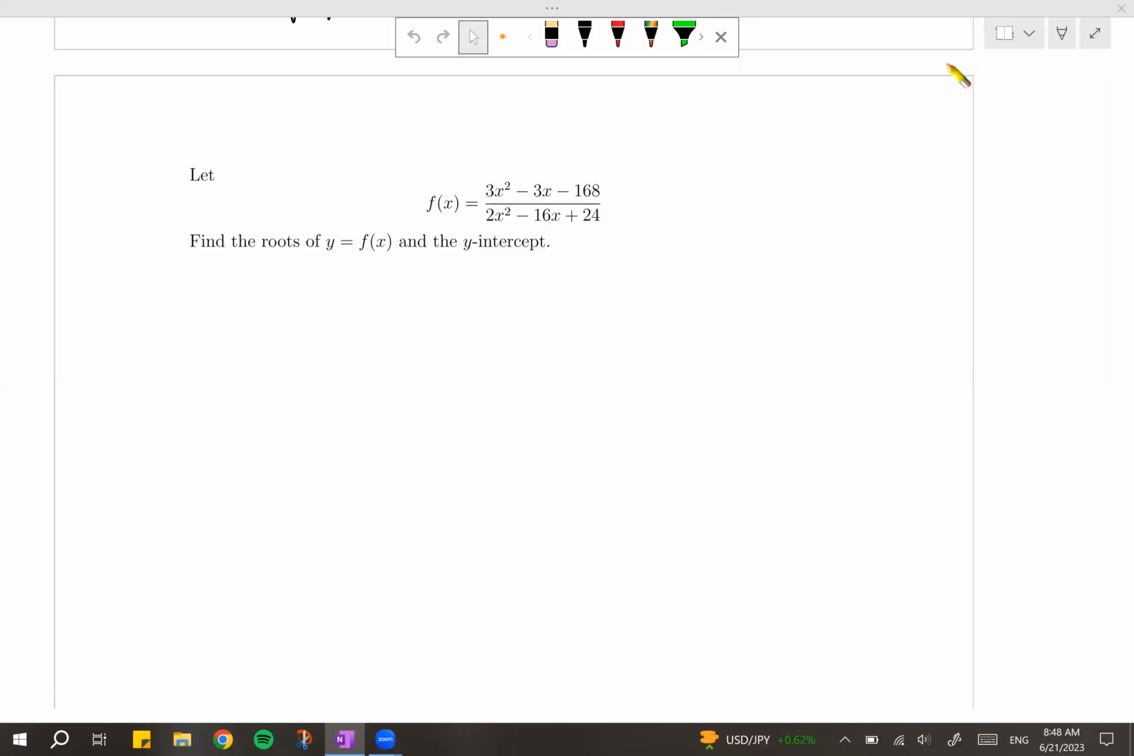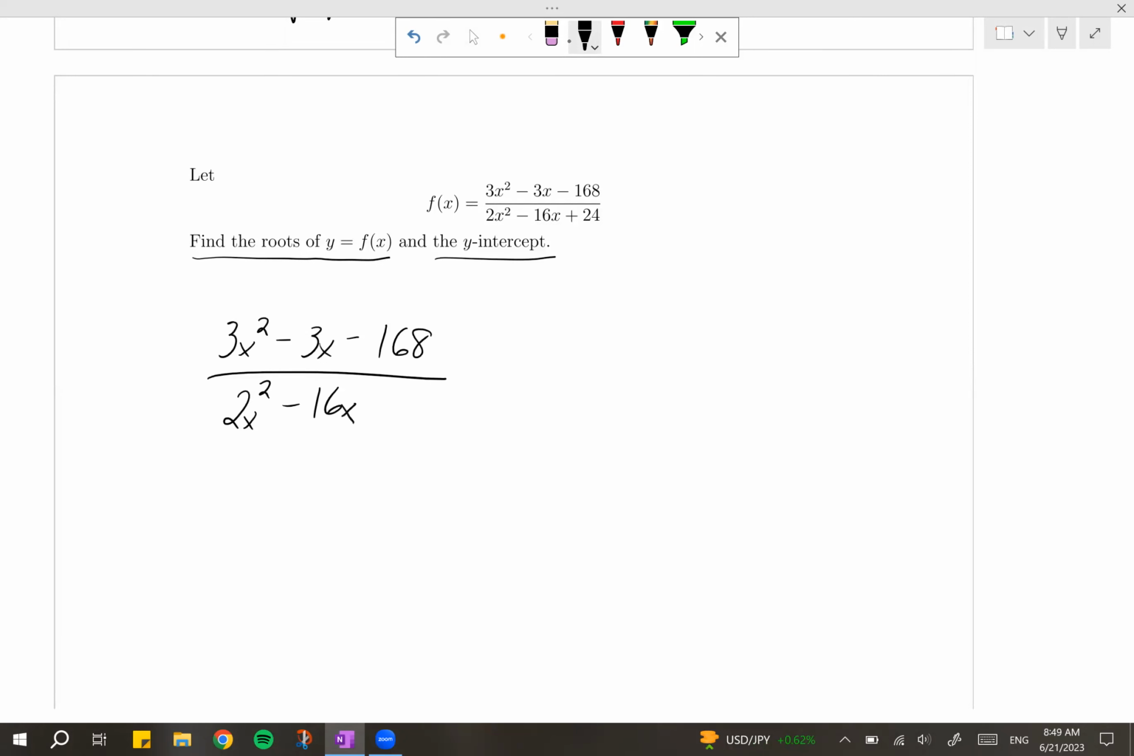Hey, so we have this problem and there are two parts. They want us to find the roots and they want us to find the y-intercept. The roots of this function are where the function equals 0. f of x is (3x squared minus 3x minus 168) over (2x squared minus 16x plus 24).